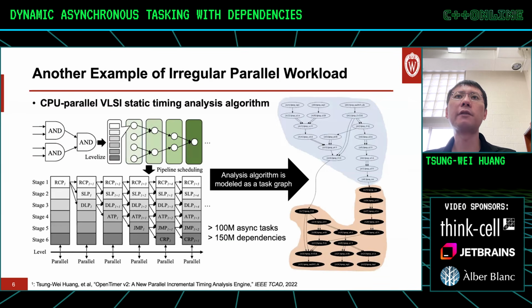This is another example of irregular parallel computing problems where we are parallelizing the VLSI circuit timing analysis workload using many core CPUs. The analysis algorithm is modeled as a task graph that propagates the timing values from the inputs of the circuit all the way to its outputs. For very large design, the resulting task graph can contain more than 100 million asynchronous tasks and 150 million task dependencies. That is very, very huge.